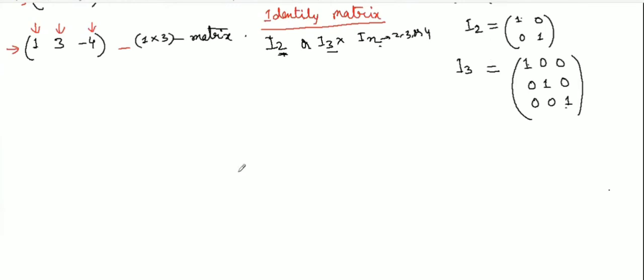Now I will explain matrix multiplication. Now you know what a matrix is. Now I will explain matrix multiplication.